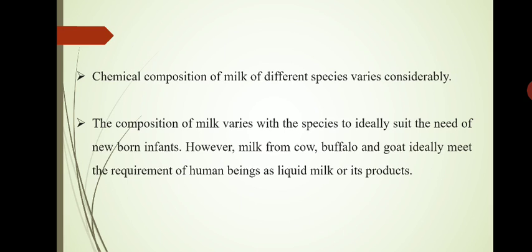If you consider the chemical composition of milk of different species, it varies considerably as the species changes. The composition of milk varies with species to ideally suit the needs of newborn infants. However, milk from cow, buffalo and goat ideally meets the requirements of human beings as liquid milk or its products. So for human consumption, cow milk as well as buffalo milk and goat milk are suitable.